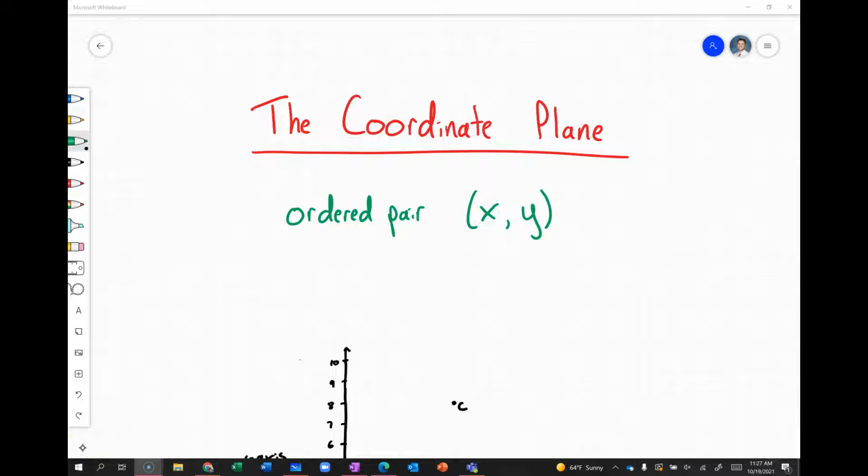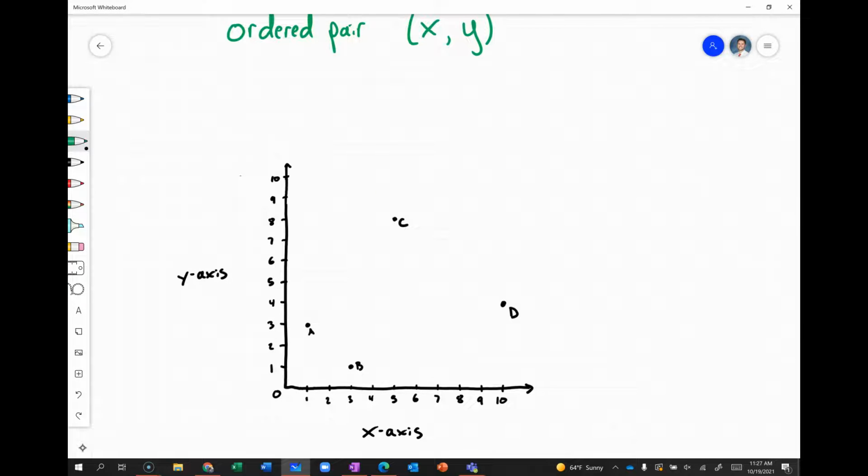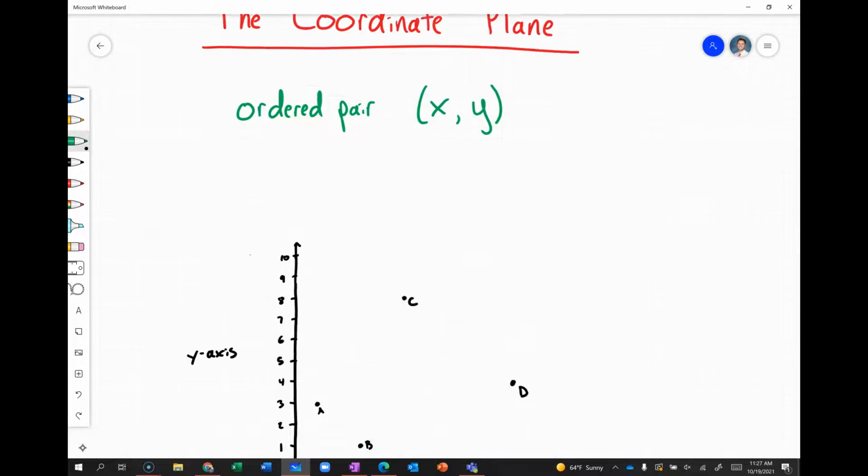Hey everyone, in this quick video I want to introduce you to the coordinate plane. So the coordinate plane looks like this, and it's where we graph. It's how we can plot specific points and keep track of where they are, basically.